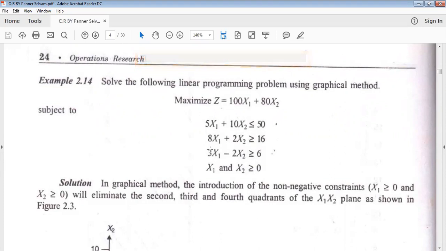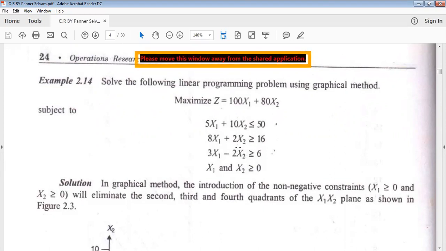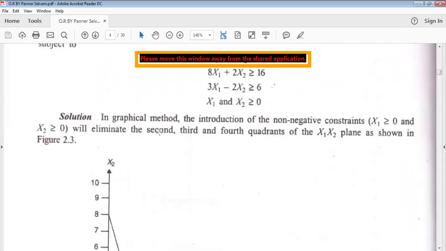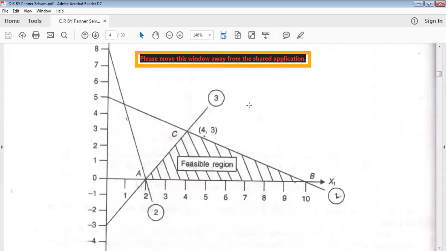And similarly, if x1 is equal to 0 and x2 is equal to, this is nothing but minus 3. And if x2 is equal to 0, x1 is equal to 2. So like this, you have to find out the ordinates. If x1 is equal to 0, how much is the ordinate? And if x2 is equal to 0, what are the points? Like that, you have to identify all the points. With the help of these points, you have to draw the lines.